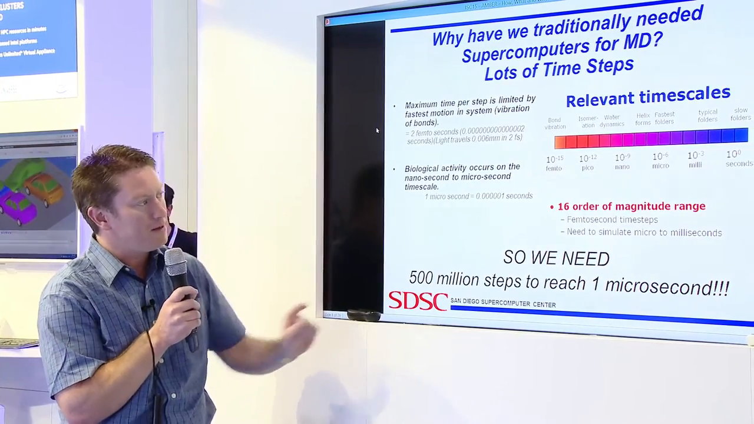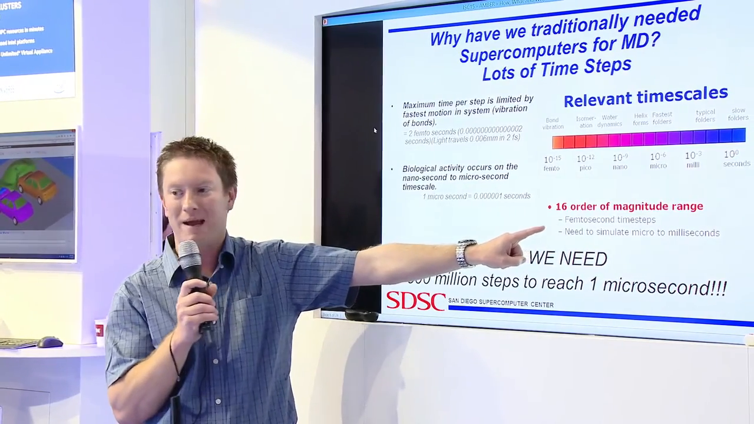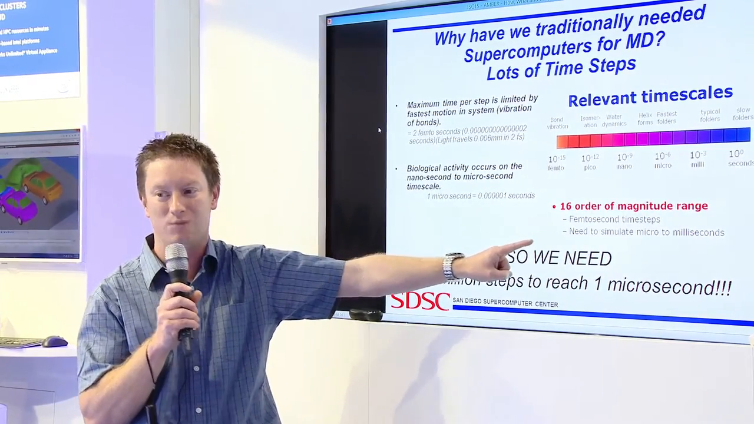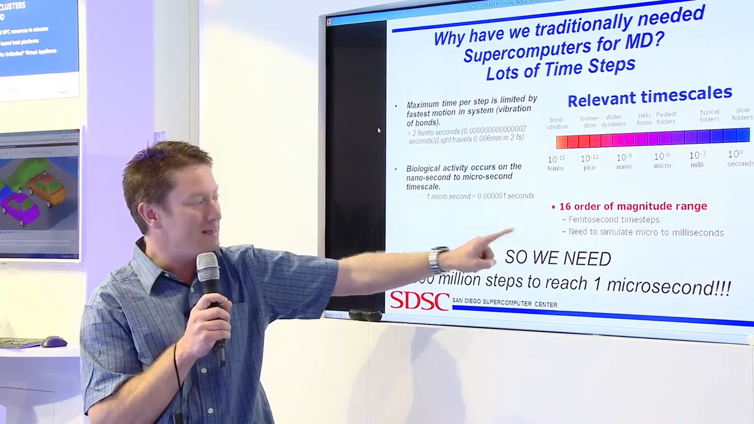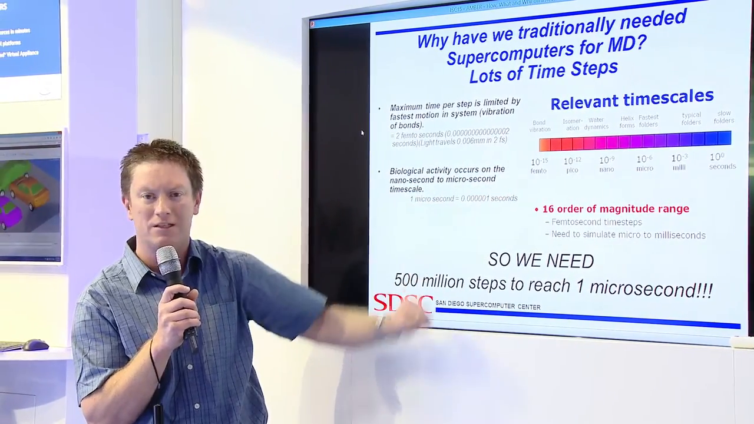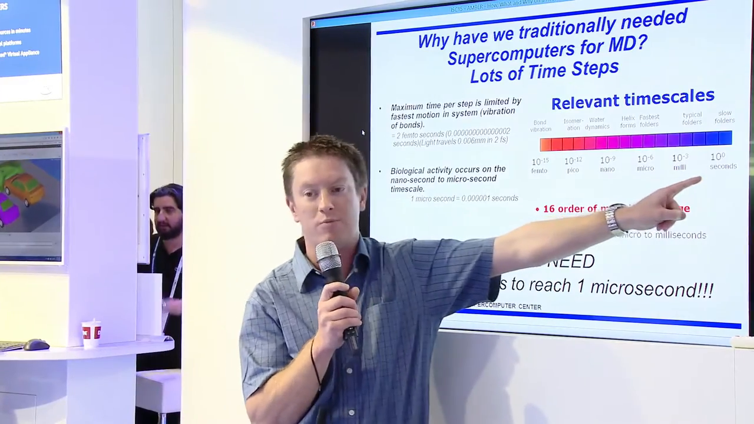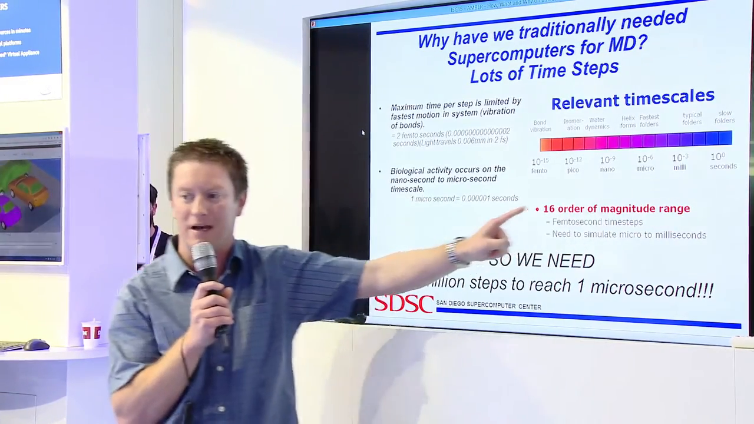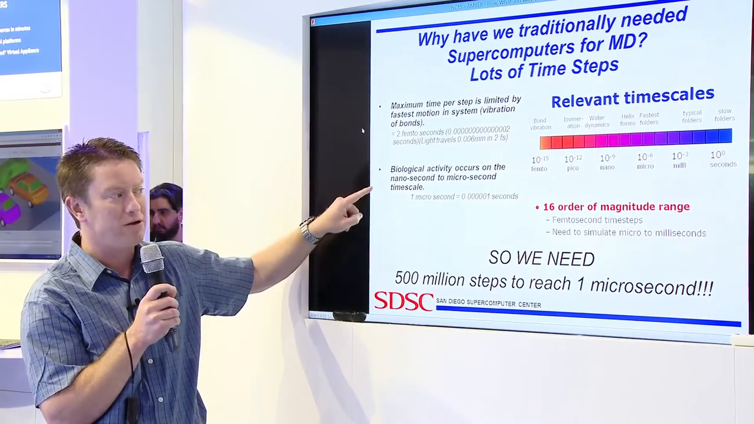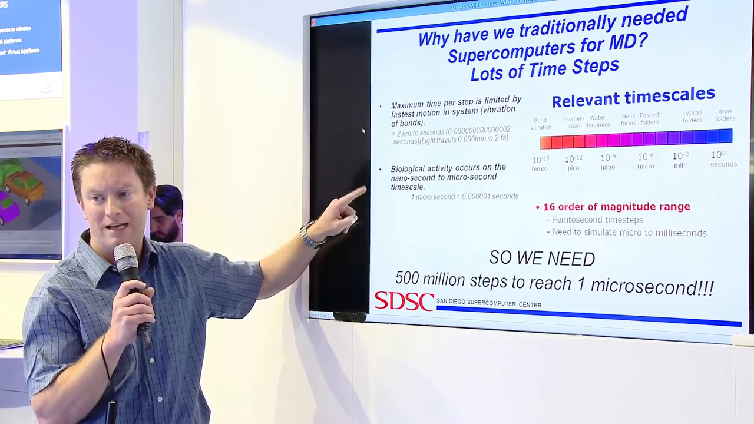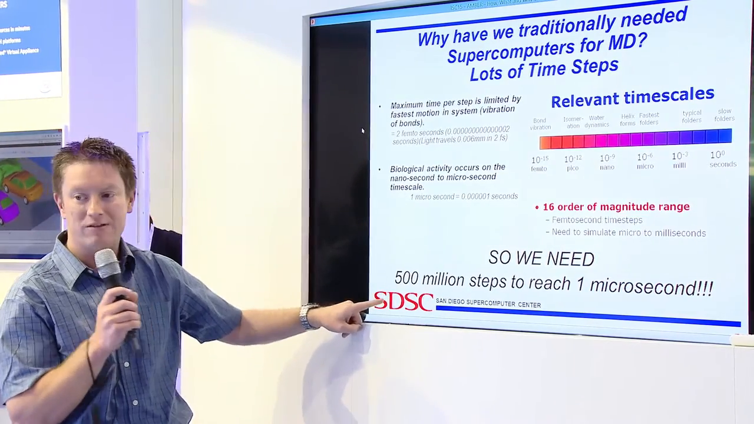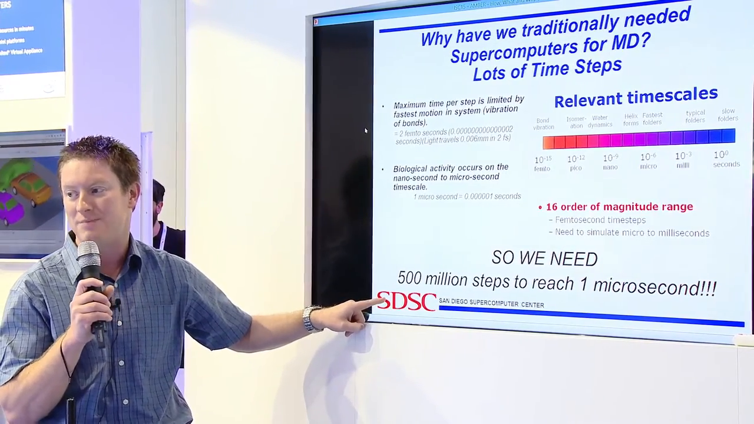The problem is that biology spans 16 orders of magnitude, right? This is a huge range. That's one with 16 zeros after it. 16 orders of magnitude of range, from bond vibration that takes place on the femtosecond scale, all the way up to slow protein folding that takes place on the second scale, right? Most of what we want to look at takes place on the nanosecond to microsecond scale. And what this means is, to get to a microsecond, we need 500 million steps, right?